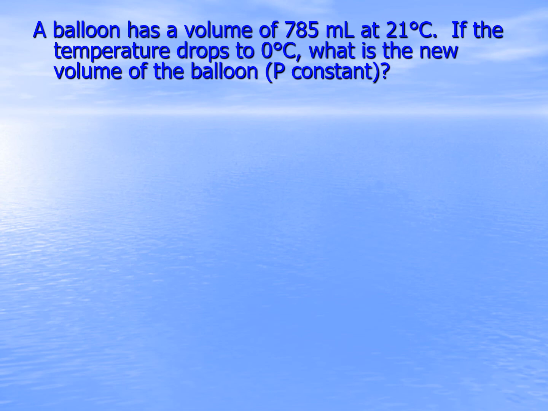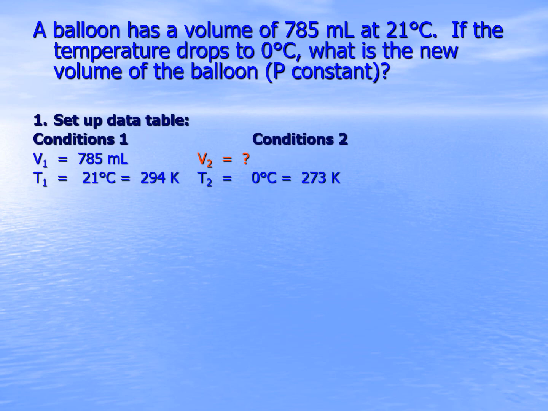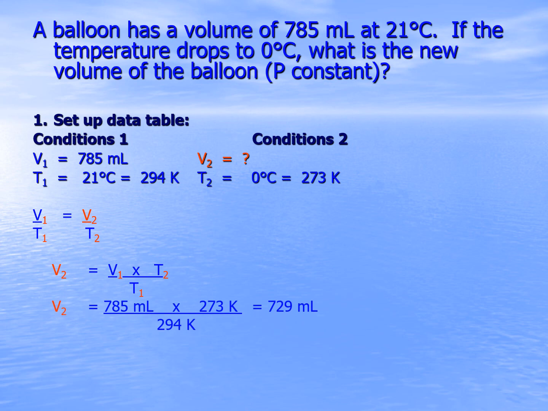Got a balloon, certain volume, certain temperature. If the temperature drops, what's the new volume? V1 over T1 equals V2 over T2. Make sure your temperatures are all given in kelvins. Plug in the numbers you know. The new volume is going to go down from 785 milliliters to 729 milliliters.